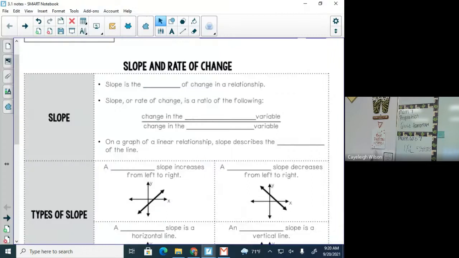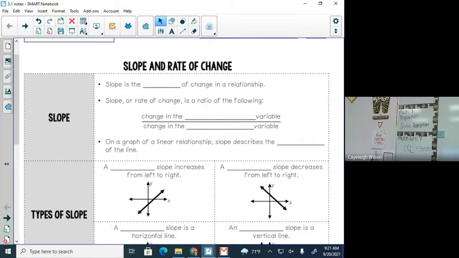So today, make sure I'm recording. Today we're gonna start unit 3, which is, like I said, all about slope. Okay, so slope and rate of change. This is something that will never go away. This is a huge unit next year in Algebra 1. Like, this is a big deal, and we're going to use this throughout the year.